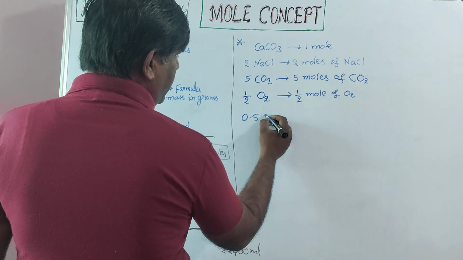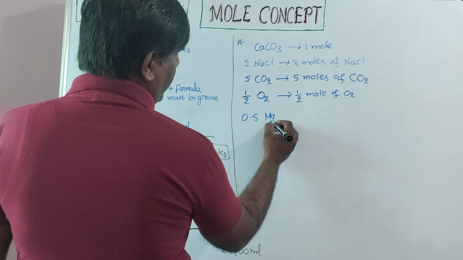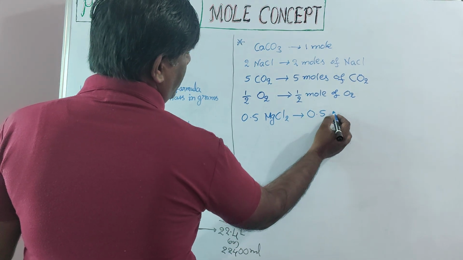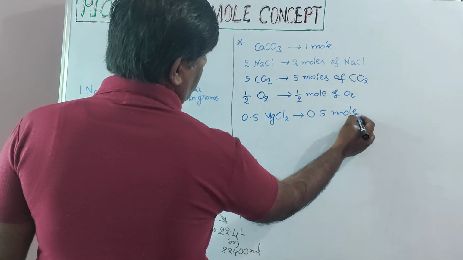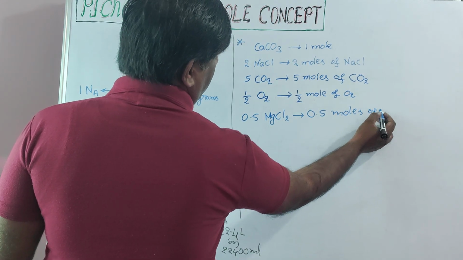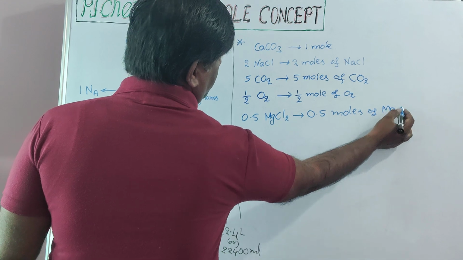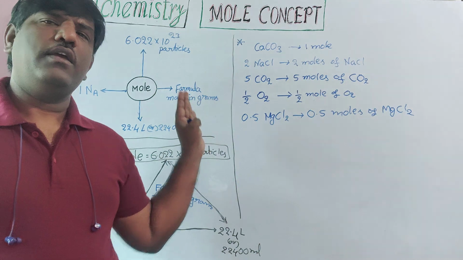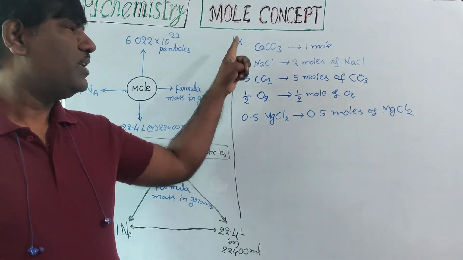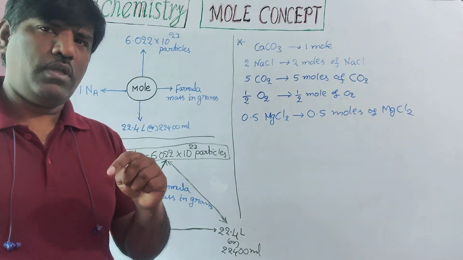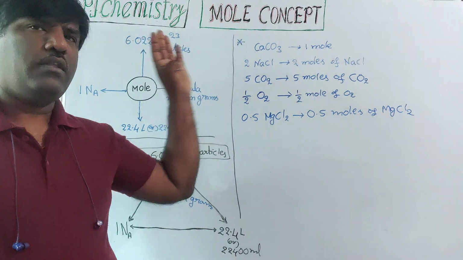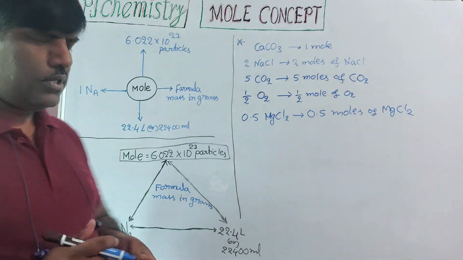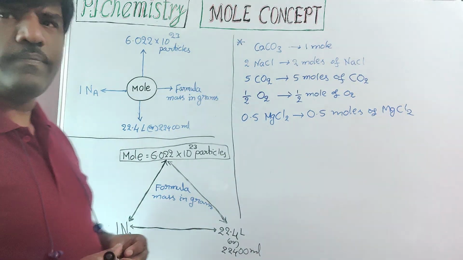0.5 moles of magnesium chloride, MgCl2, 0.5 mole of MgCl2. So this is the way of taking the mole. If no number is written, it means 1 mole. Other than that, if any number is there, we should call that many moles. Understood, children?